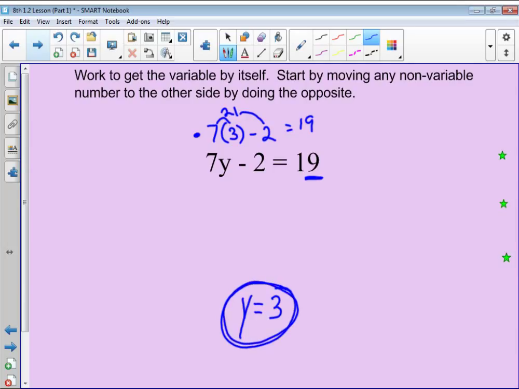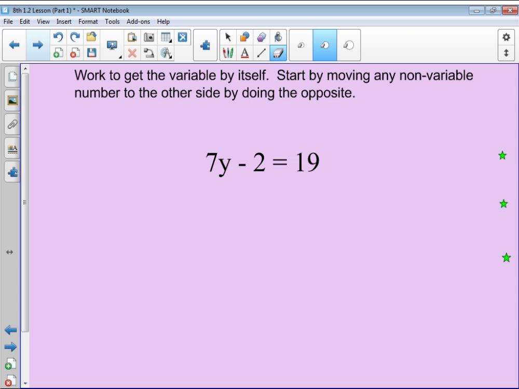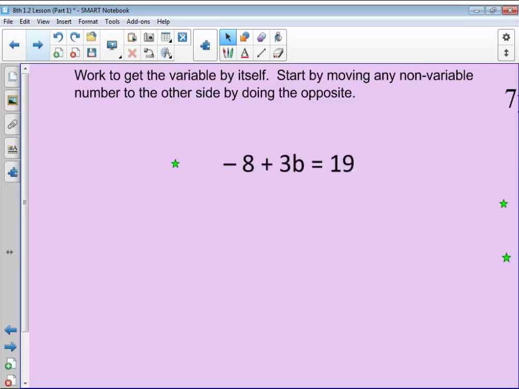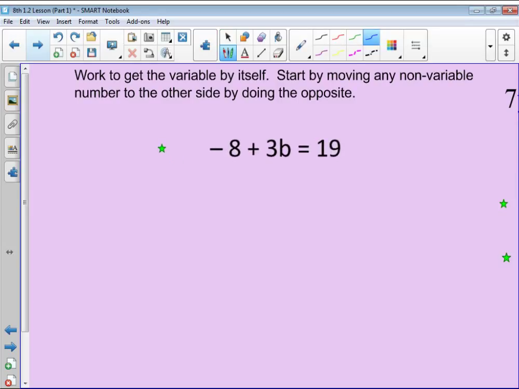Okay, so let's try another one. Let's try this one. This one's a little bit different because in our first problem, we had that variable sitting in the very front part. It is up to you if you choose to do that or if you want to leave it as is, and I'll go through and actually work it out both ways.